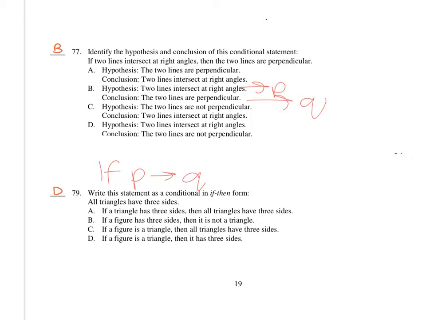Okay, you need to know your P and Q. So the P is your hypothesis, and the Q is your conclusion. So an initial statement would have been if P, then Q. Okay? P hypothesis, Q conclusion. 79 says write the statement as a conditional in the if-then form. So you've got a statement, all triangles have 3 sides. So if a figure is a triangle, then it has 3 sides, would be D.